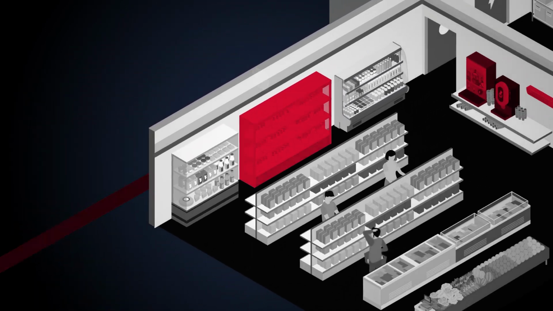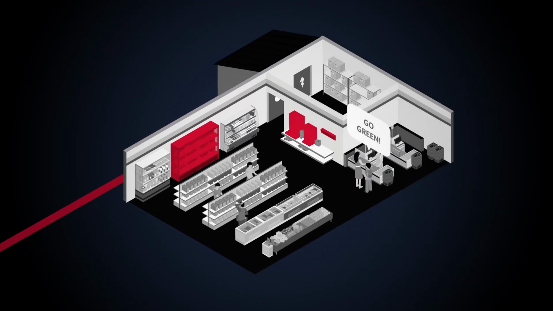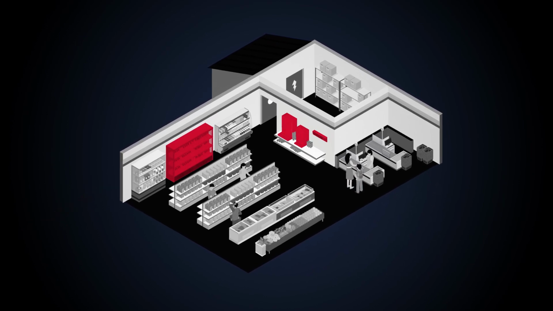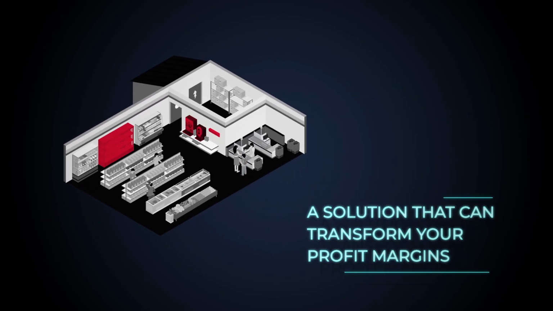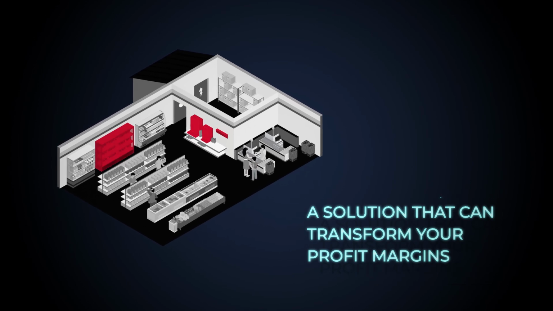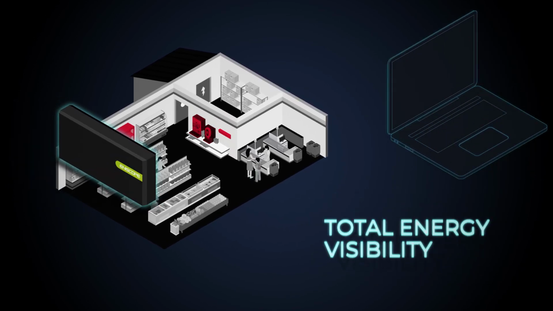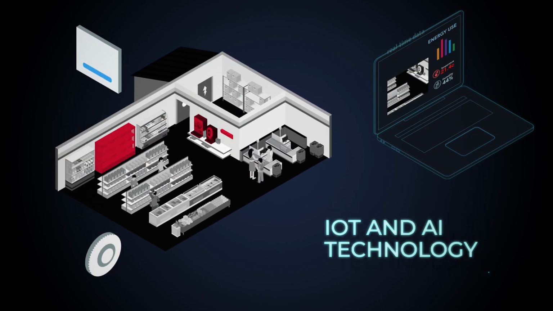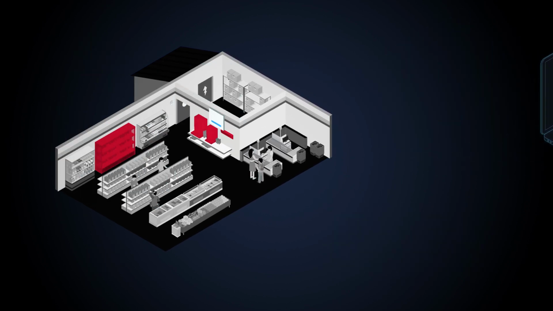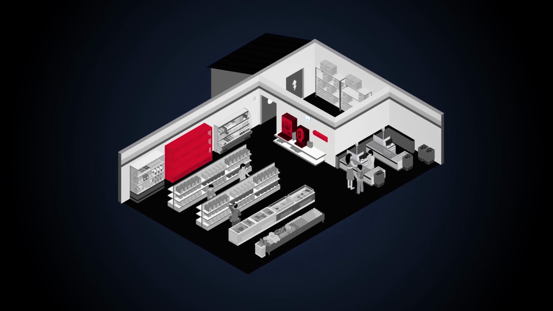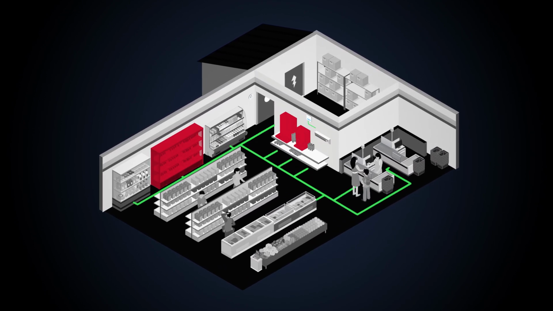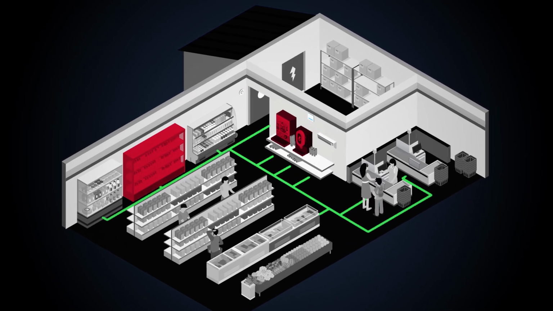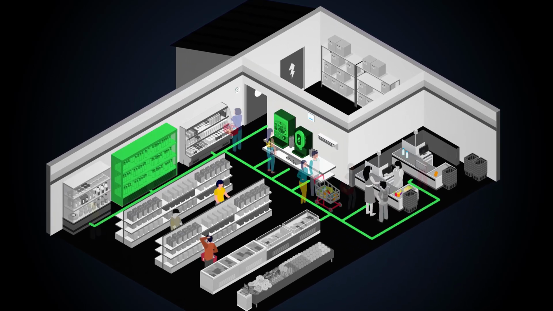And all the while, you're under pressure to go green. So, how about a solution to all of these problems that could also transform your profit margin? A solution that introduces total energy visibility, that uses cutting-edge IoT and AI technology to eradicate energy wastage, that harnesses real-time data to prevent equipment failures, that changes the wasteful behavior of your staff, and that helps you keep your promise to do your bit for the planet.